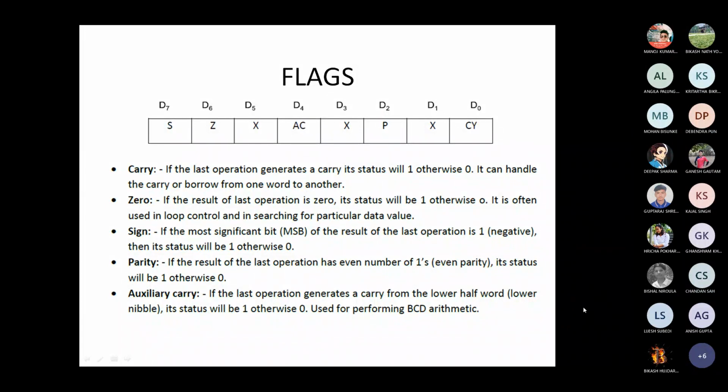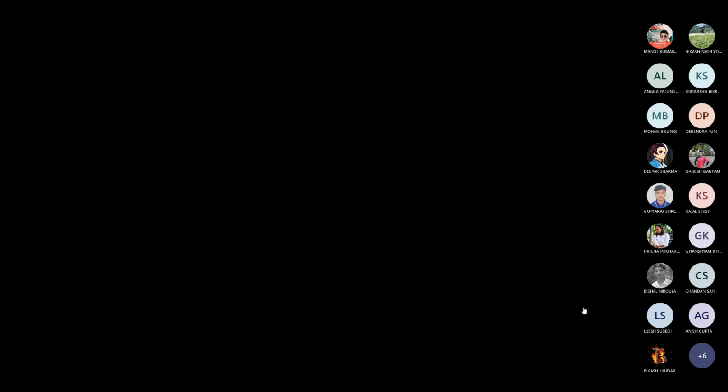The third flag is AC. AC doesn't stand for air conditioner. Okay, it stands for auxiliary carry. So it is also a carry out, but an auxiliary carry out from the third bit position to the fourth bit position. If there is any carry out from D3 to D4, we call it auxiliary carry.